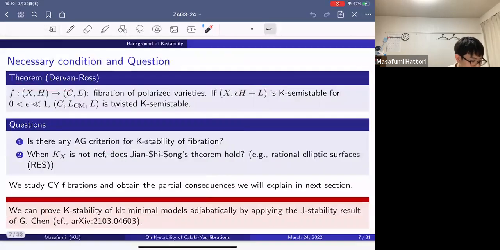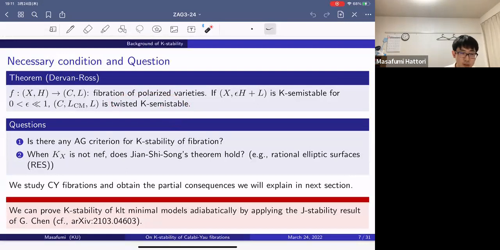And so Dervan and Ross proved the following necessary condition for the existence of a cscK metric on a fibration of polarized varieties. Let f be a fibration of polarized varieties. If X, epsilon H plus L is K-semistable for sufficiently small epsilon, then f is twisted K-semistable. And we will explain the definition of twisted K-semistability in section 2.